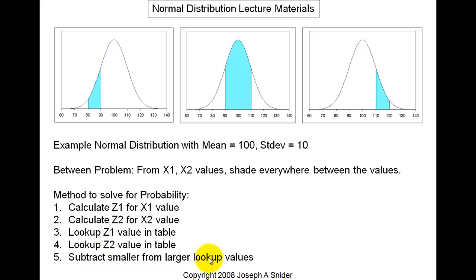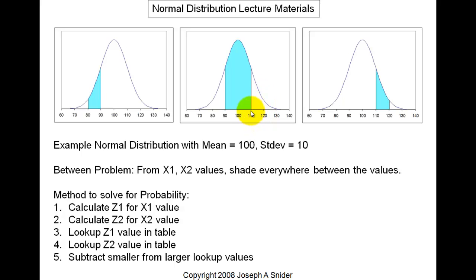The last step is to subtract the smaller lookup value, which would be in this case, say 80 to the left, from the larger lookup value, say 90 to the left, whatever those z-values were, and we'll end up with what's in between. So if we take everything from 90, subtract everything from 80 to the left, we get what's in between 80 and 90. So again, we take everything from 90 to the left, subtract everything from 80 to the left, and we get this shaded region between 80 and 90.